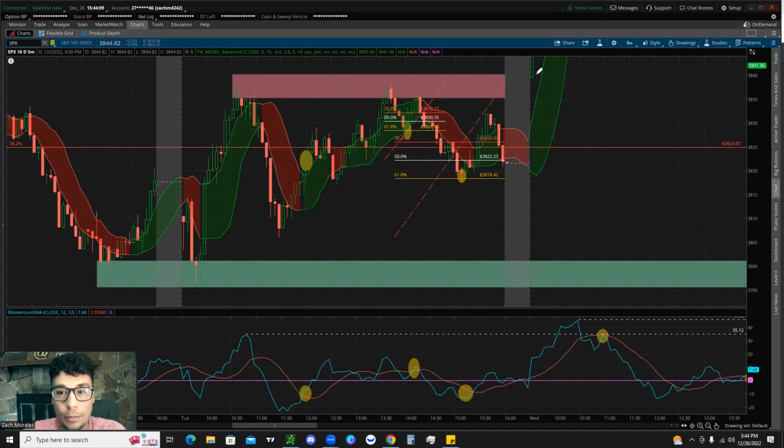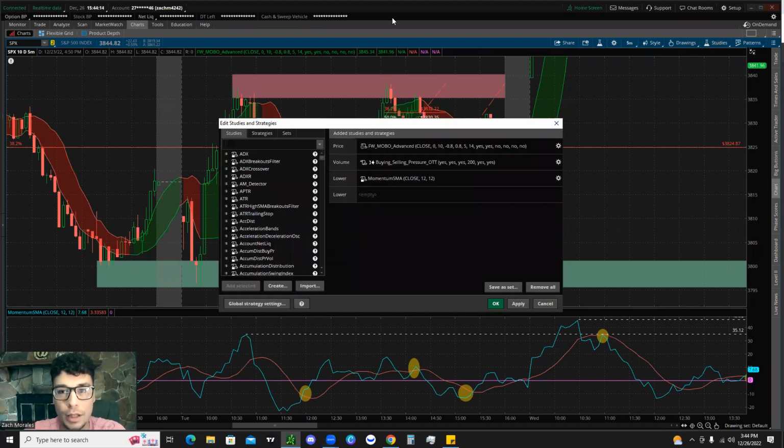In this video, the indicators that we're going to be using are going to be right over here. It's going to be the FW Mobo Advanced. It's going to be the buying and selling pressure. This is a custom script that we have in the Discord. And then we're going to look at the momentum SMA.